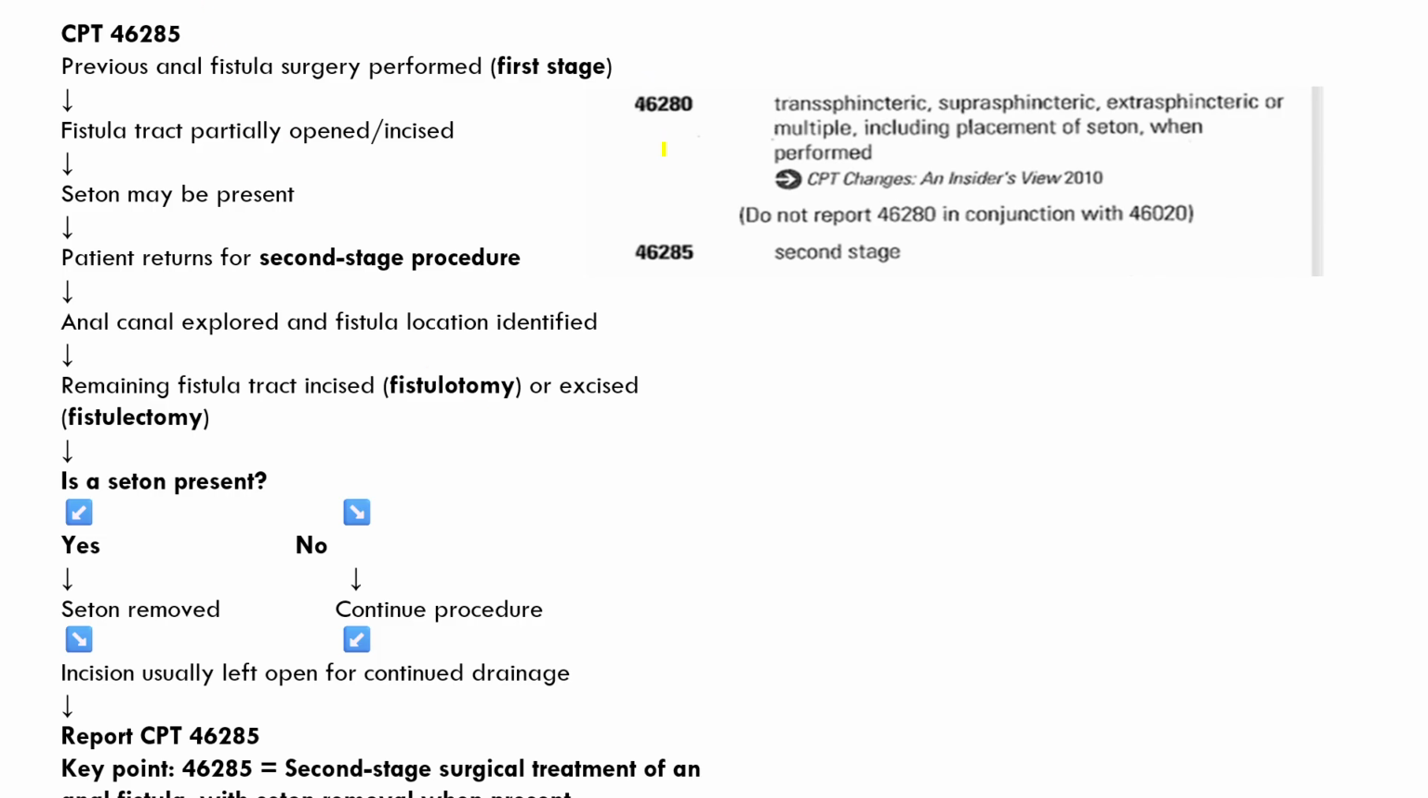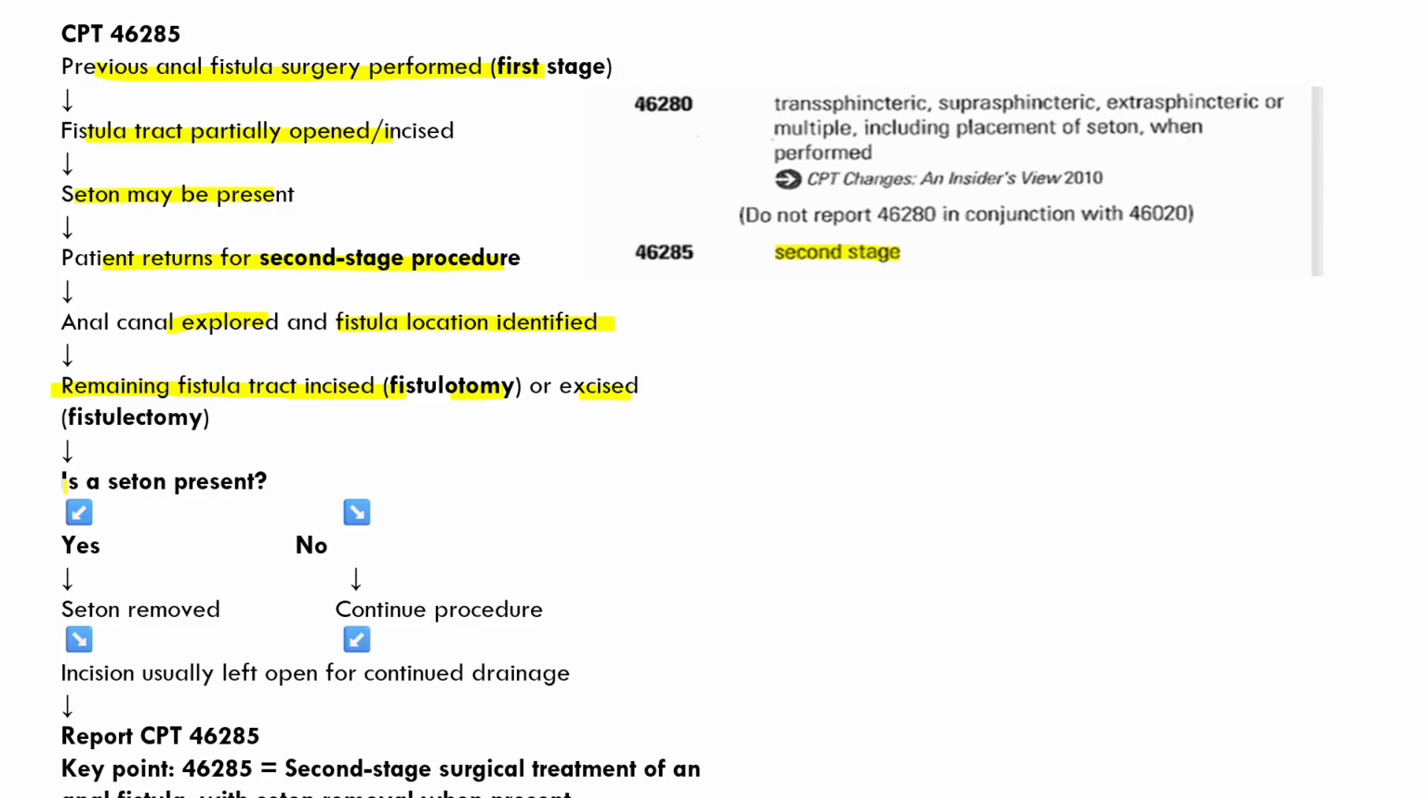Next we have CPT 46285. This is for the second stage. Earlier we saw that the surgeon intentionally performs the procedure in stages. The previous anal fistula surgery was performed in the first stage, where he opens the fistula tract partially, and a seton may be present. If the patient is returning for the second stage procedure, he will expose the anal canal, identify the fistula location, and then incise the remaining fistula tract, doing a fistulotomy or fistulectomy.